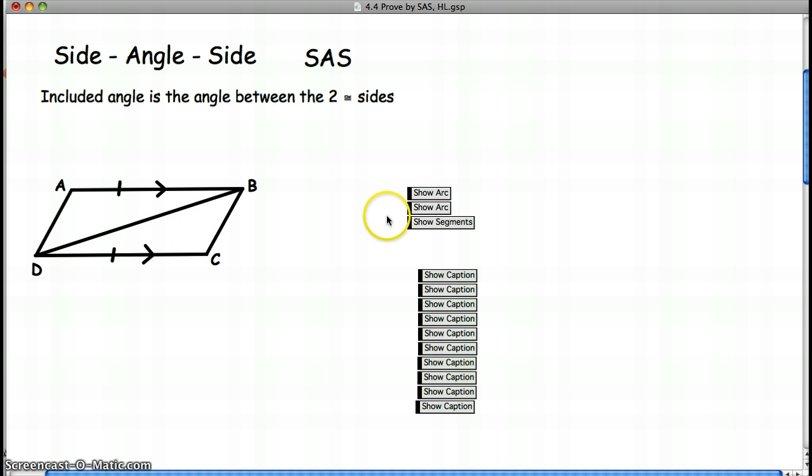All right, so let's go ahead and start taking a look at this. We know that AB is congruent to CD. That's given.